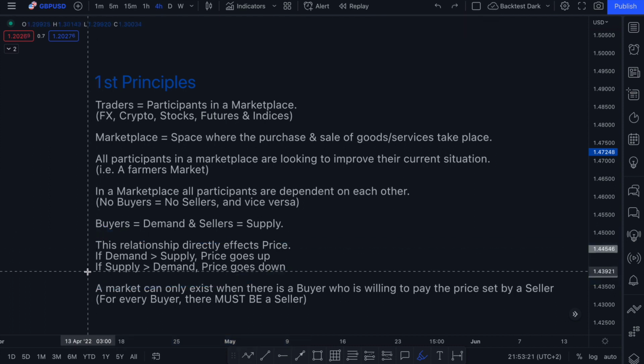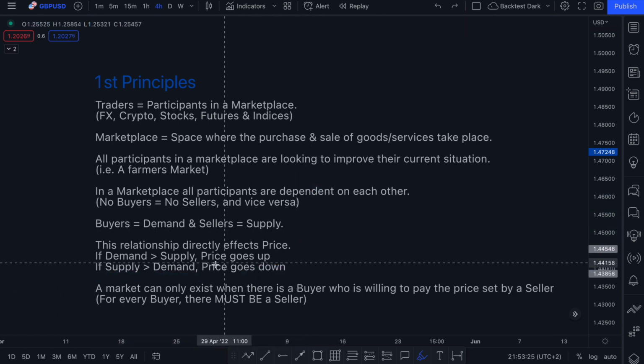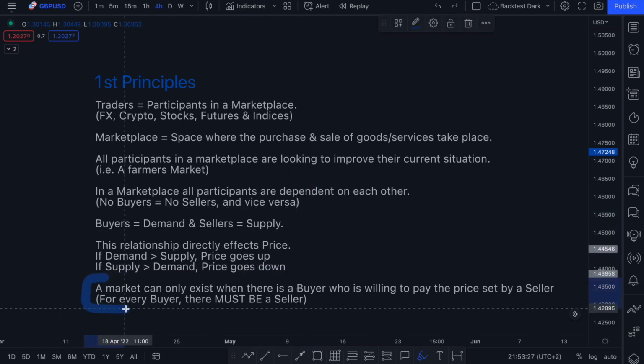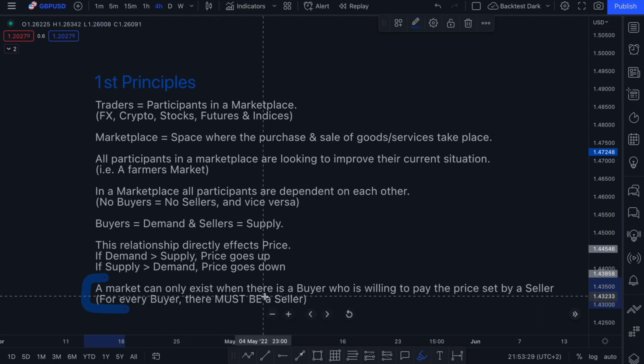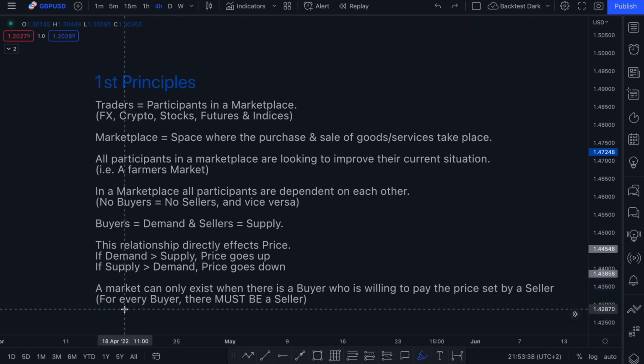Okay. So having said all of this, we can deduce that a market can only exist when there is a buyer who is willing to pay the price set by a seller. Okay, this is very important. For every buyer, there must be a seller, because no buyer can exist without a seller, no seller can exist without a buyer. All right.